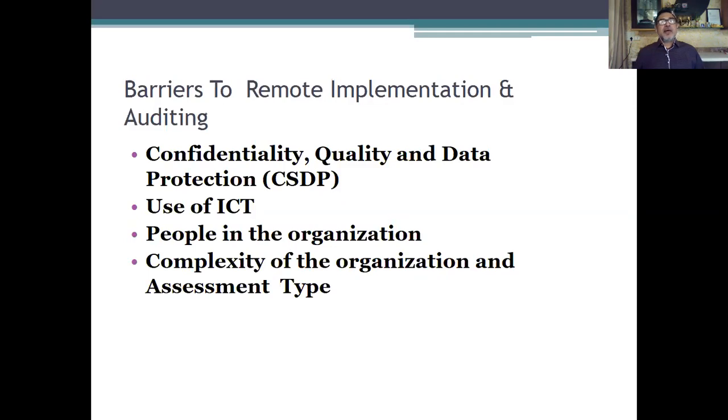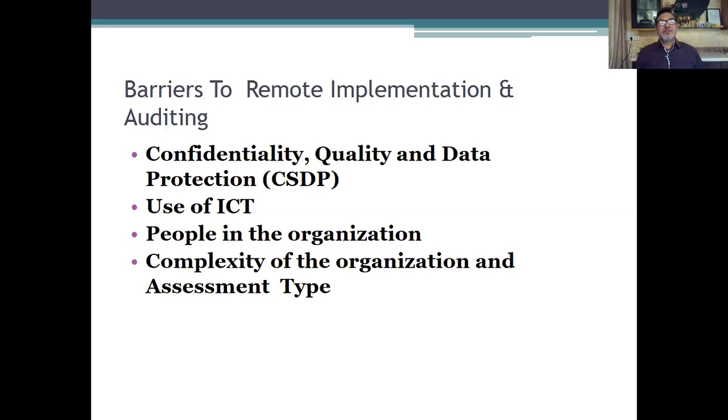Now let us see barriers to remote implementation and auditing of ISO 13485. First of all, confidentiality, quality, and data protection. You must ensure agreement between your ISO certification body and your organization about confidentiality, quality, and data protection issues. You must have an agreement which should be documented.